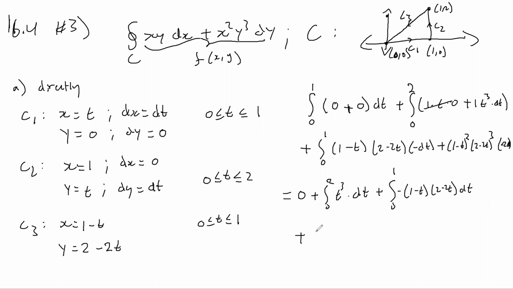Plus the integral from 0 to 1 of (1 minus t squared) times (2 minus 2t cubed) times -2 dt. Okay. So this would be basically how we set up this question. Okay, and then we can expand this out. We can just take this integral, expand this out, take the integral.